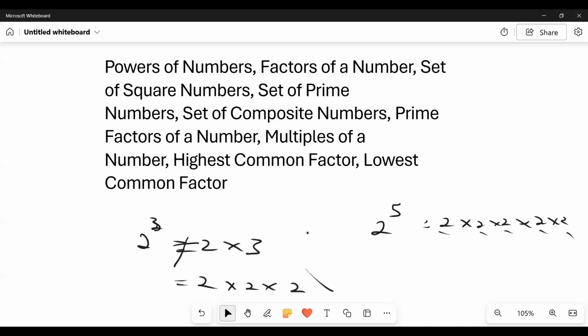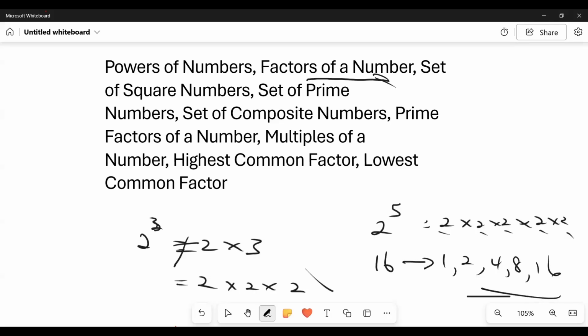And you speak of factors of a number. What you're talking about is all the numbers that can divide this bigger number. So let's take the number 16. Factors of 16 will be 1, 2, 4, 8, and 16 itself.